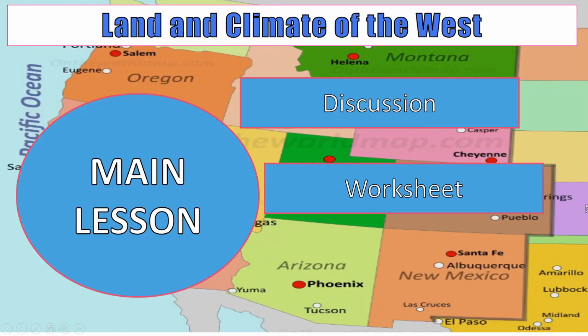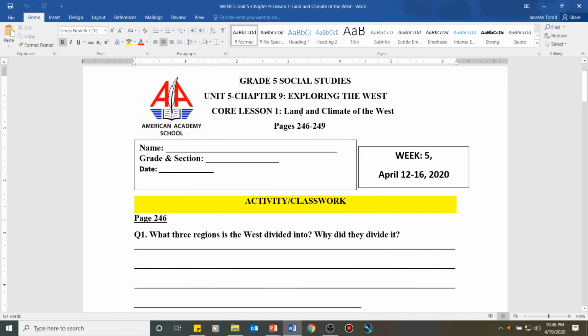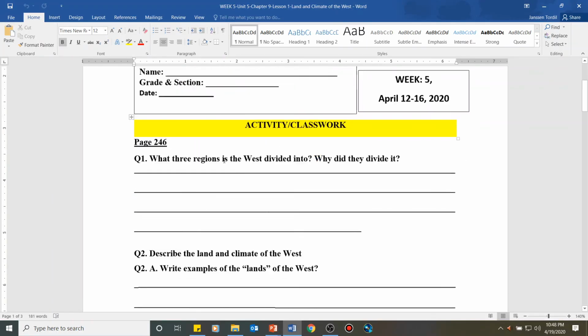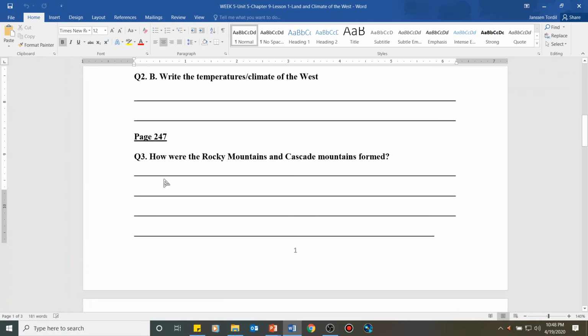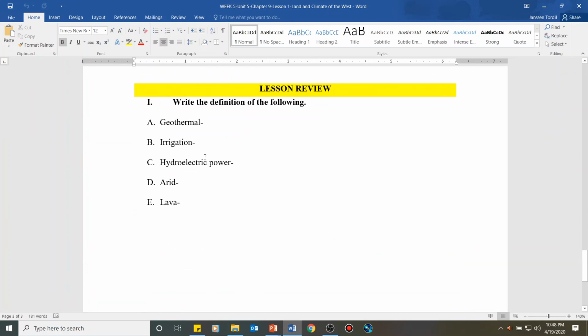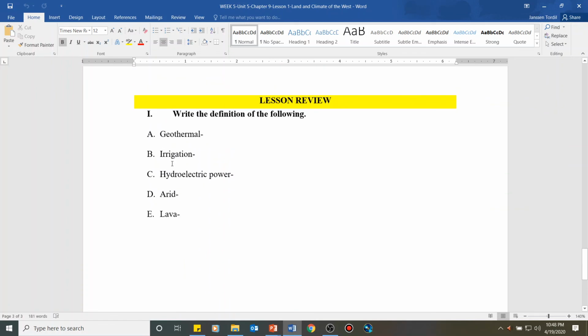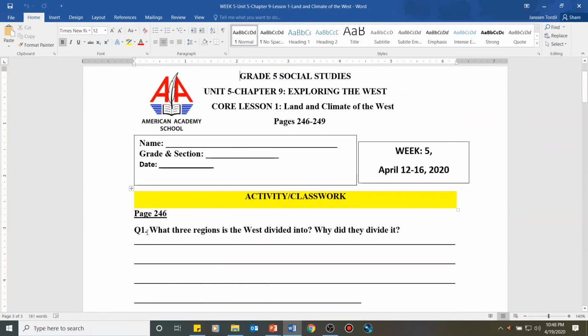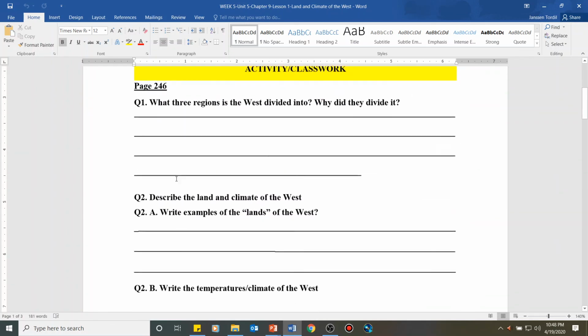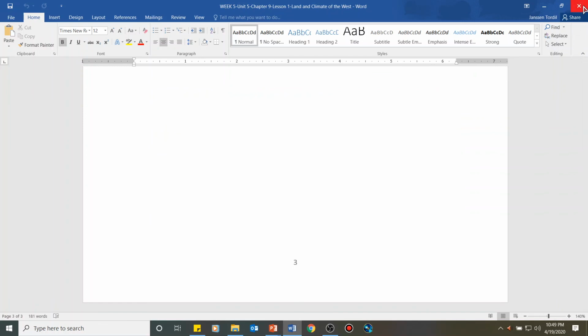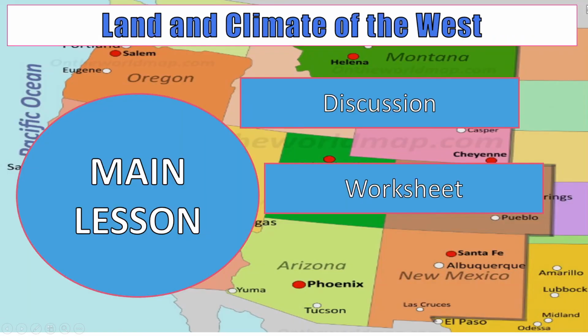So let's go to the worksheet. I'm going to have a quick tour of the worksheet. How are you going to answer this one? So this is the worksheet for today. I want you to answer question number 1 up to question number 8 and some vocabulary words here. So just answer based on the pages. I think you know how to answer this. It's 3 pages only, so I think you can do that on your own for at least 20 minutes to 1 hour for today. Okay, so let's go back.